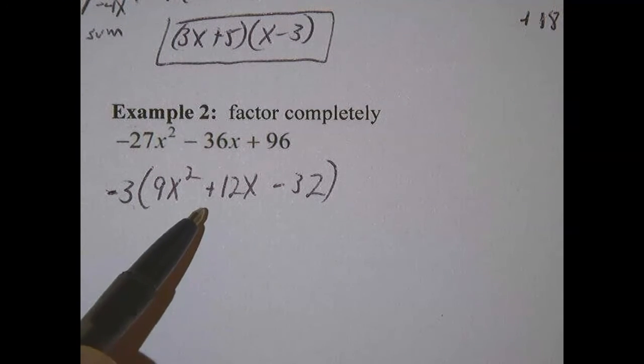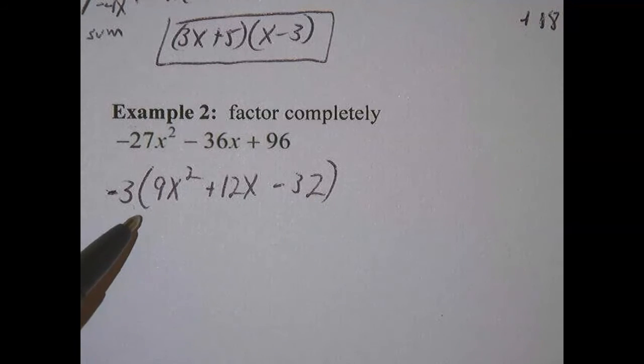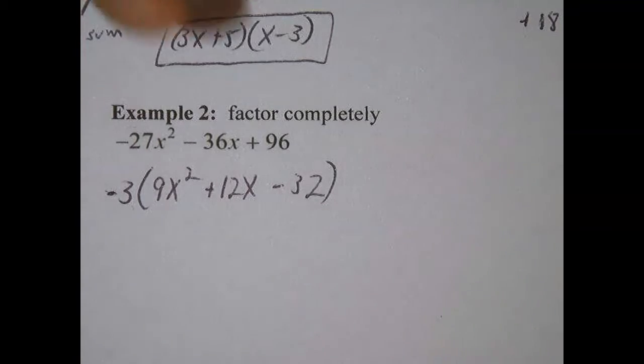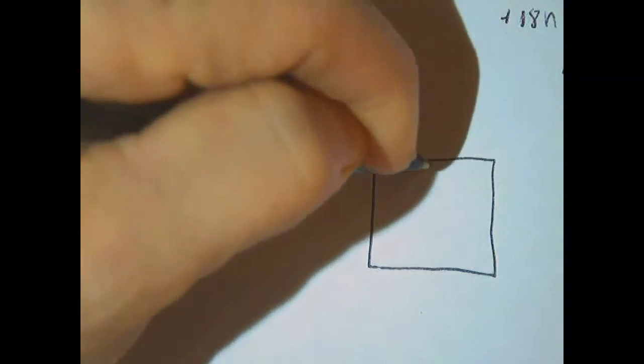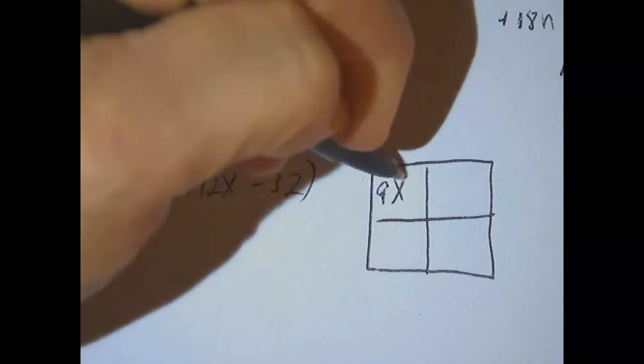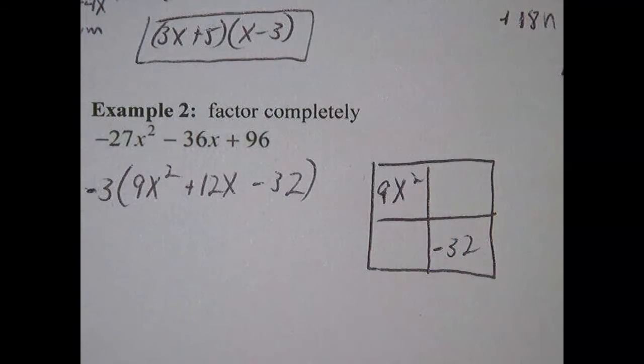Now I'm stuck with factoring with a leading coefficient, and this one's a little bit messier because these numbers are even bigger. The bigger the numbers, the harder it can be to use a guess and check method. But in this case, we're not going to use guess and check. We're going to use the same method with that box. So now that I've got this part factored, I'm going to start my box. In the top left, I'm going to put the 9x squared. In the bottom right, I'm going to put the negative 32. And then I'm going to see how we're going to split the middle.